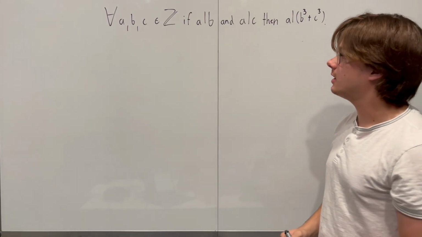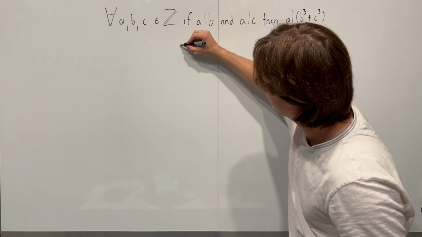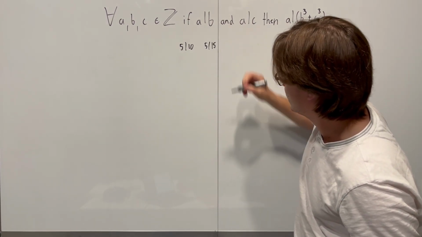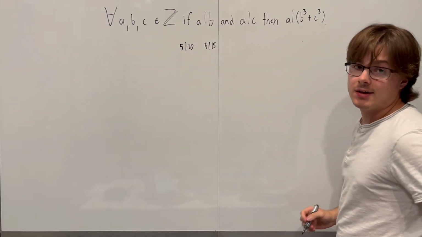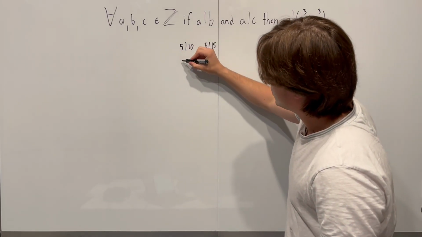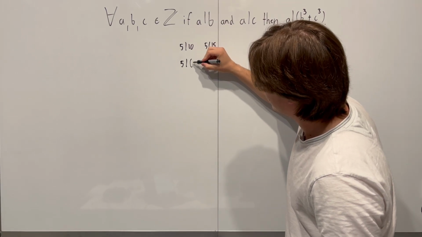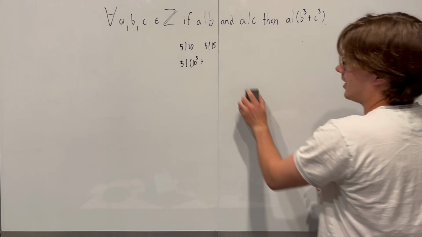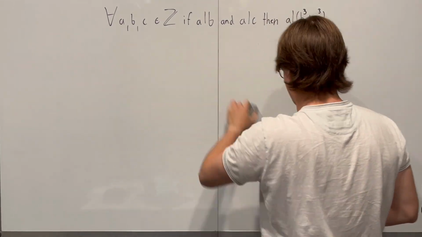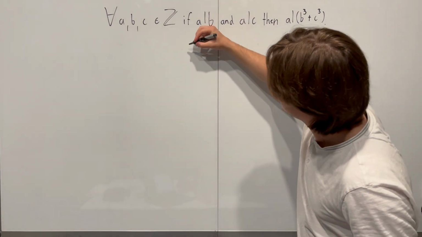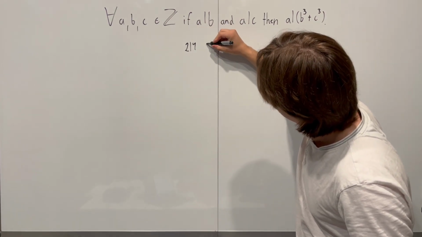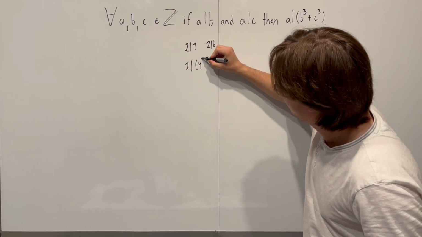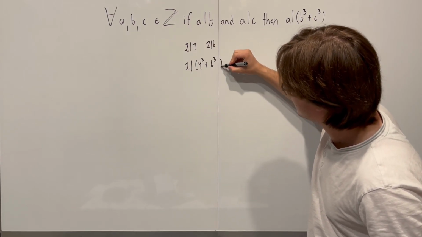So let's take b to be, let's say 5 and 10, and then c will take us 15. So 5 does divide 10, 5 does divide 15. So does 5 in fact divide 10 cubed plus, oh maybe not 15 cubed. Okay, maybe not this example, it's a little tough to cube something. Okay, we'll stick with 2 for now. So 2 and 4 and 2 and 6. So does 2 in fact divide 4 cubed plus 6 cubed?